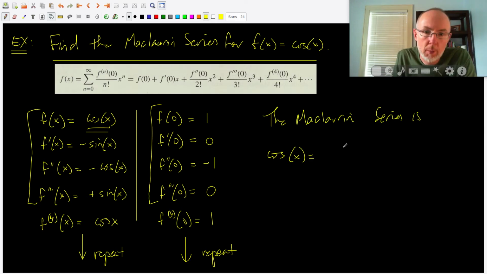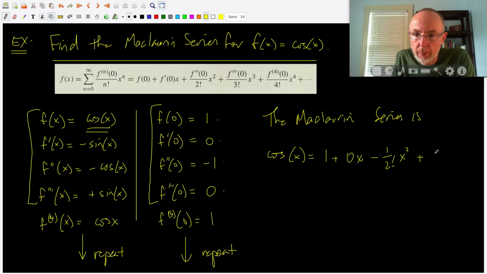Just looking at this formula, we're going to get 1 plus no x. I'm just plugging in 1, 0, minus 1, 0. So 1 plus no x. The next one is going to be minus 1 over 2 factorial x squared. The next one's going to be 0 over 3 factorial x cubed. That's the third derivative. The next one's going to be positive again. It's going to be 1 over 4 factorial x to the 4. And the next one's going to be 0 over 5 factorial x to the 5, plus minus 1 over 6 factorial x to the 6, plus 0.